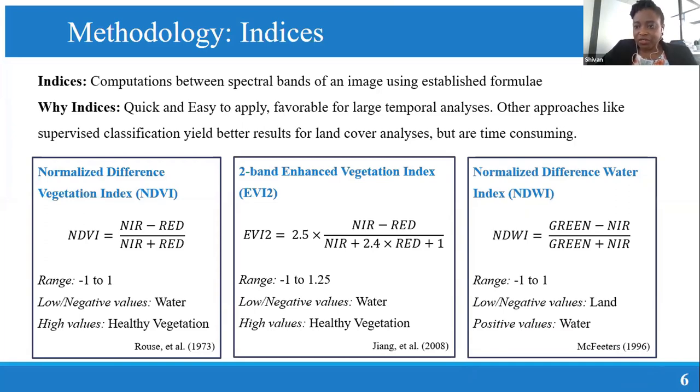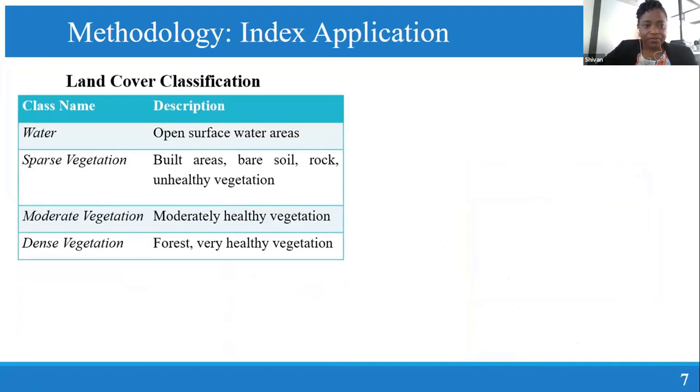The normalized difference water index, or the NDWI, utilizes the green and the near infrared band. And this was specifically used to study the surface water resources. And it ranges from -1 to 1, with low values representing land and positive values representing water.